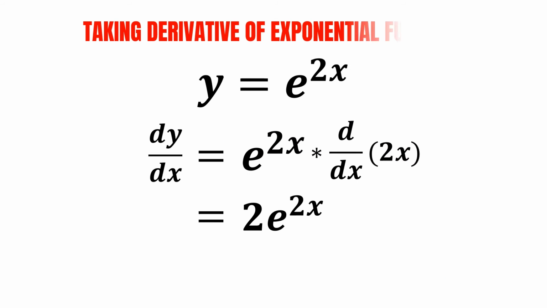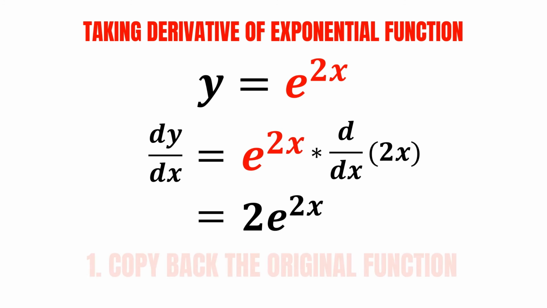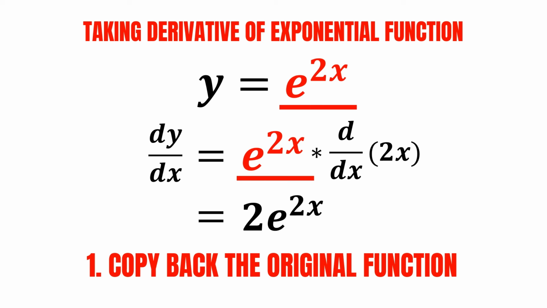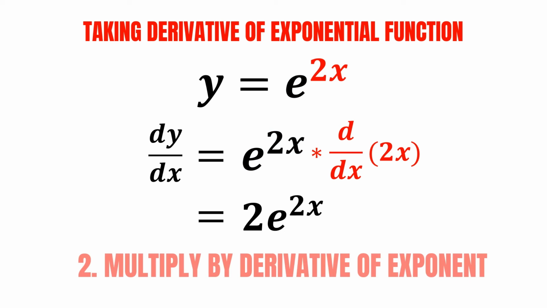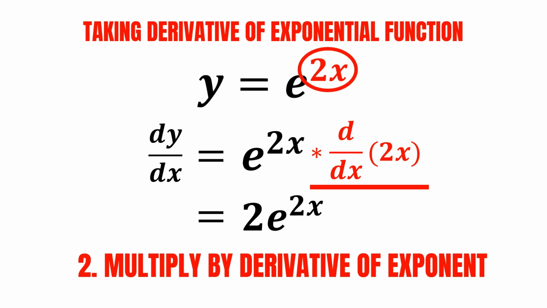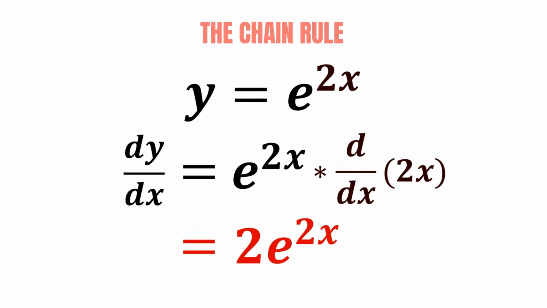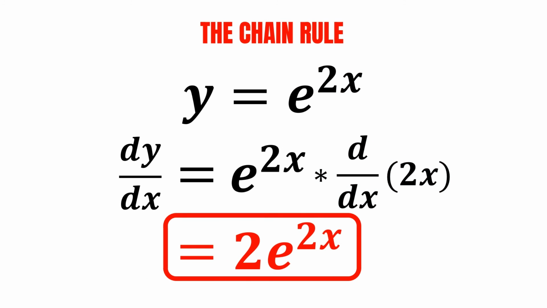In other words, when we are trying to take the derivative of an exponential function, just like in this example with e raised to the power of 2x, we first copy back the exact same thing as our original function. Then, we multiply it by the derivative of the exponent. And that's how we take the derivative of e raised to the power of 2x by using the chain rule.